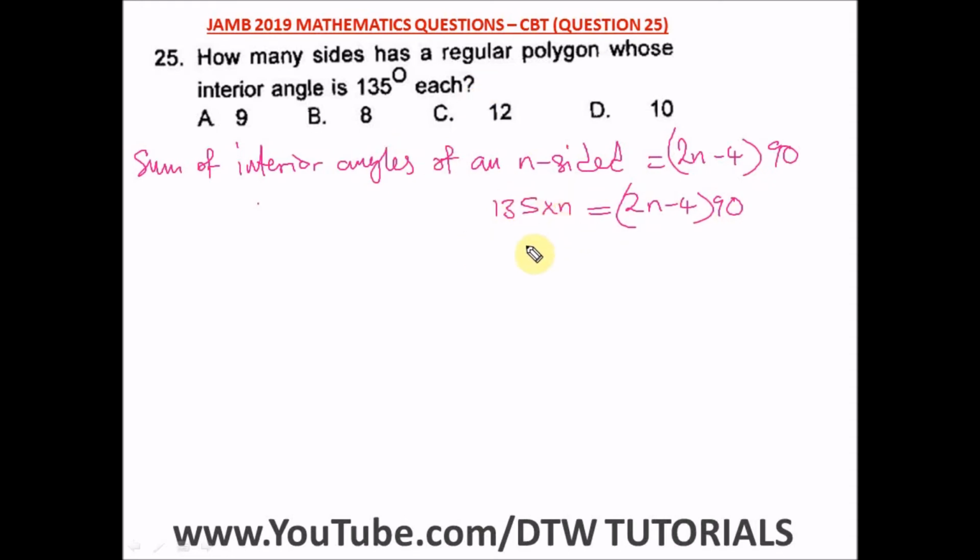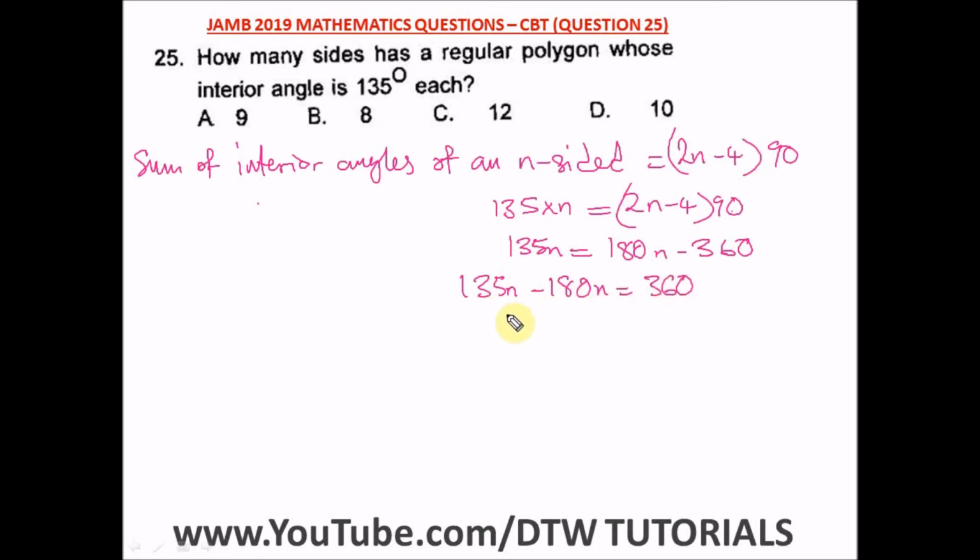Okay, let's open up this bracket. So here, 135 times n is 135n, equal to, opening up this bracket, we have 90 times 2n, we have 180n, minus 90 times 4, we have 360. Okay, take 180n to this side. We have 135n minus 180n equal to 360.